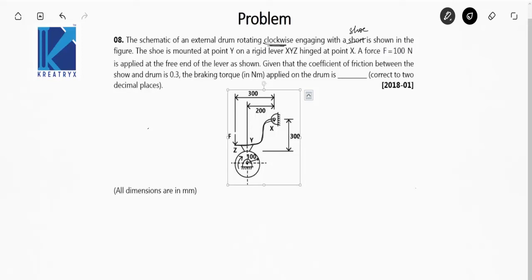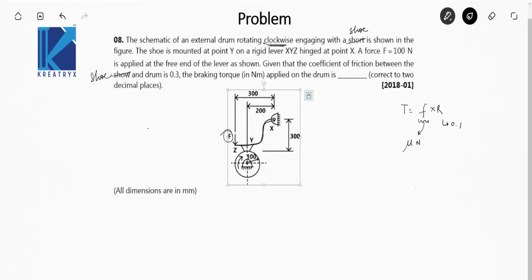A force F equal to 100 newton is applied at the free end. This is the load that has been applied, the effort actually. Given that the coefficient of friction between the shoe and the drum is 0.3, the braking torque on the drum is? So simple, you have to find the braking torque, that is torque equal to friction force into radius of drum. Radius of drum is 100 mm, that is 0.1 meter, and friction force is equal to mu N.